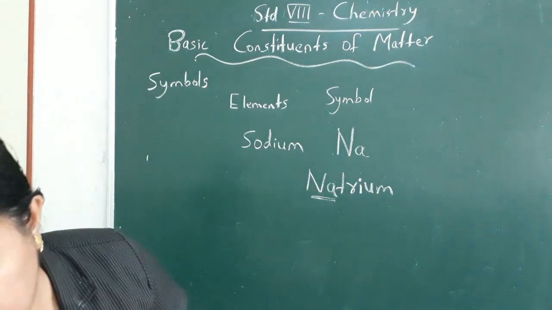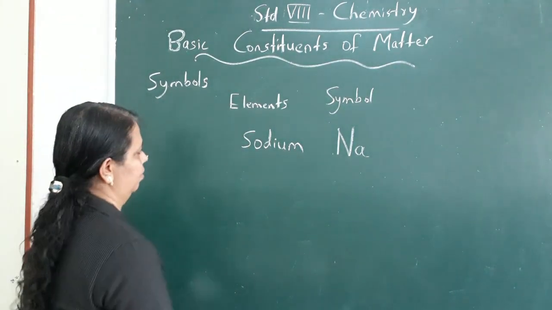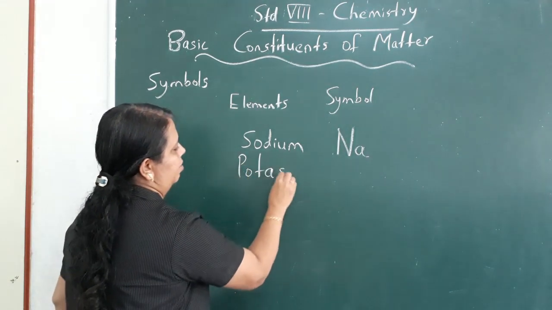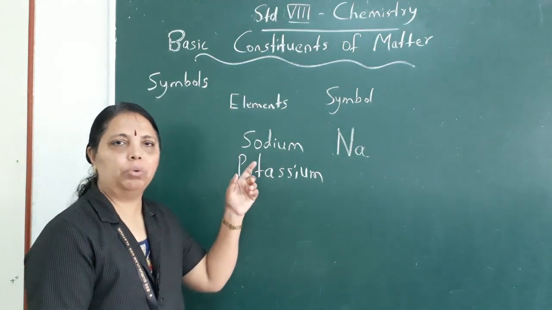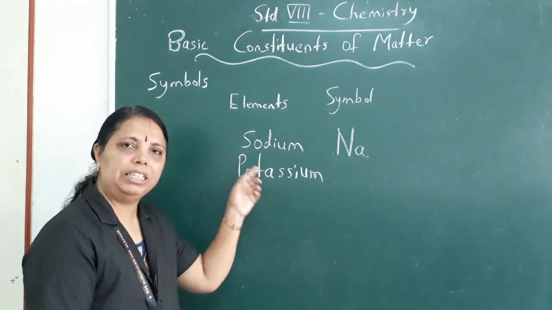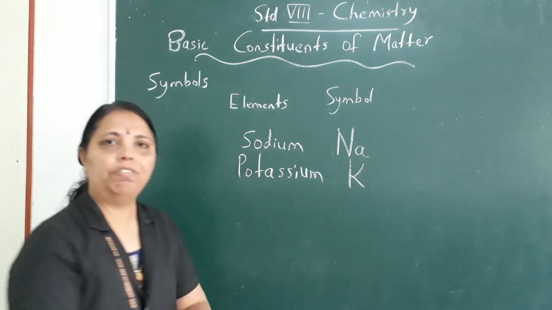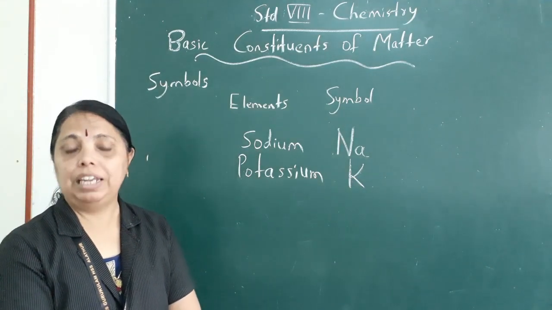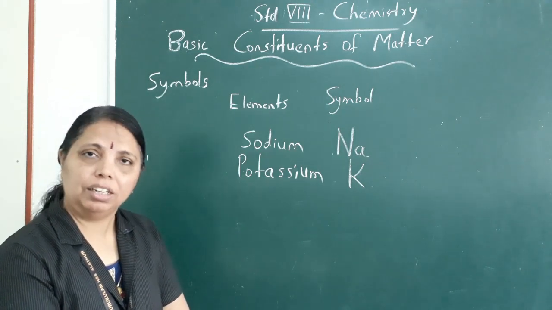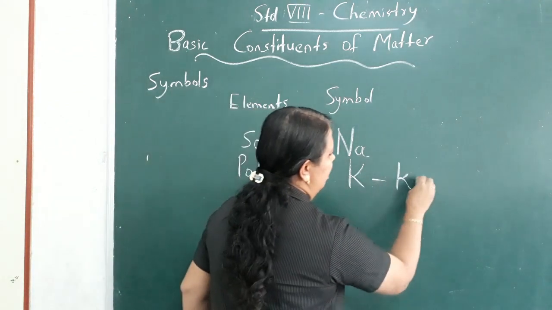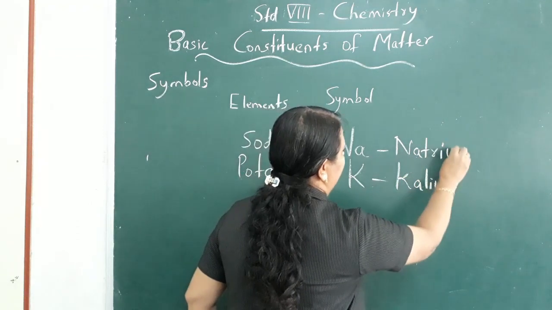Now the next one given in the book is potassium. If we go as per the earlier rules, it should be P, or PO, or PT. But the symbol for potassium is K. From where did I get this K? From the Latin name Kalium. Clear? The Latin name is Kalium, and here the Latin name was natrium.